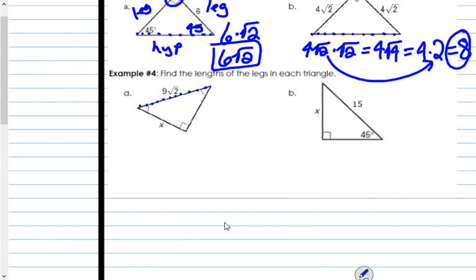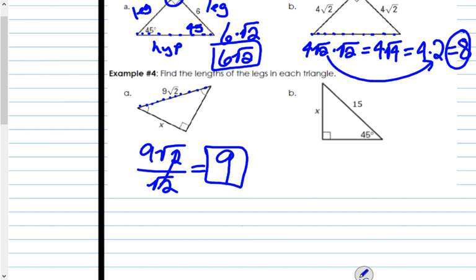What is the length of the hypotenuse in example 4a? Check again. 9 square root of 2. So 9 square root of 2, you're going to divide it by the square root of 2. What can I do here? Cancel out the square root of 2's, so the answer is simply 9. Perfect. Okay. Letter B. What is the length of the hypotenuse?